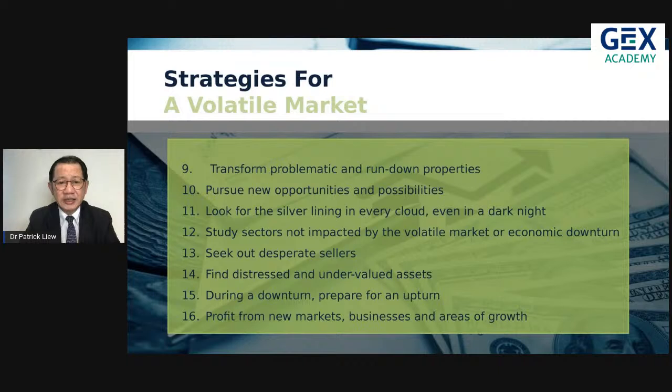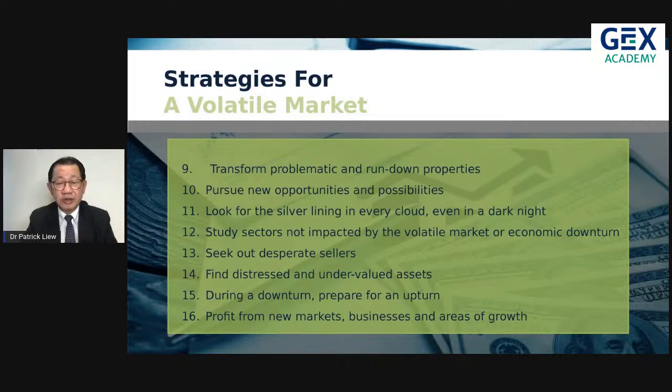Look for the silver lining in every cloud, even in a dark night. For example, during this pandemic, we went from a traditional brick and mortar business and became an online business. And as a result, we were able to present our products and services to more people than we have ever done since we started the company. And we were able to have more customers in more companies than we have had for many years since we started the company.